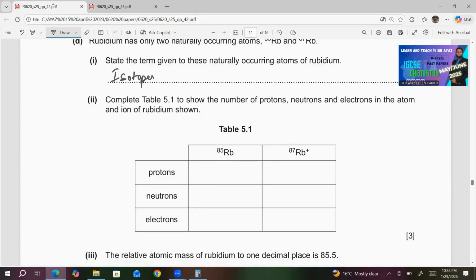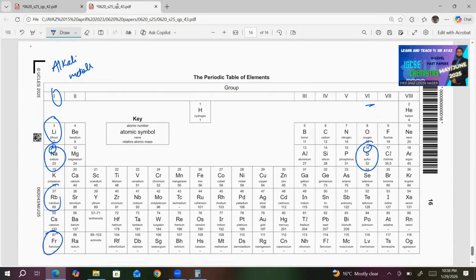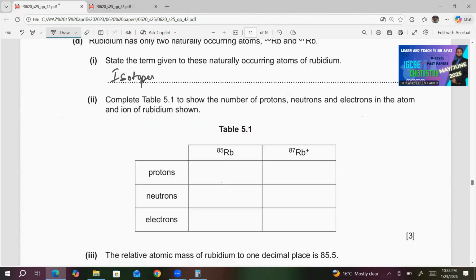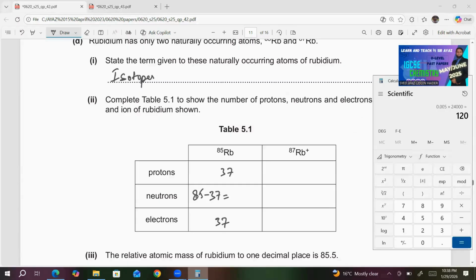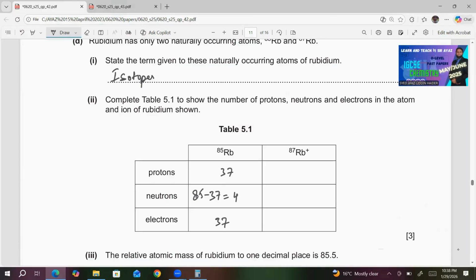So let's look at the proton number of rubidium. Where is rubidium? It's in group 1. 37 is the proton number. So it means RB85 has 37 protons. What about electrons? Electrons will be 37. For the neutrons, you need to subtract 37 from 85. 85 minus 37 is 48. 48 will be the number of neutrons for RB85.